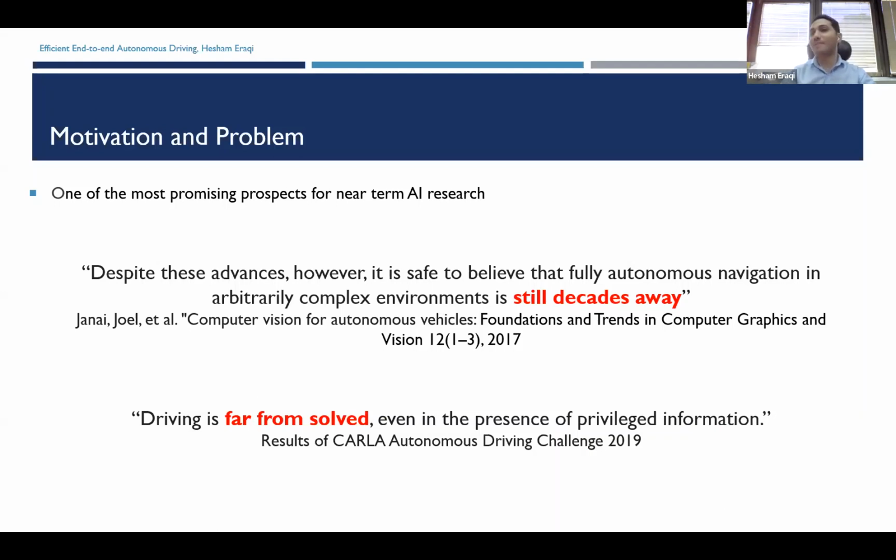Despite all of these benefits, autonomous driving is still believed to be decades away. I quote this sentence from a well-known paper in the domain, which says that fully autonomous navigation in arbitrary complex environments is still decades away. That was in 2017. And in a more recent autonomous driving challenge related to the CARLA simulator, one of the key conclusions was that driving is far from solved, even in the presence of privileged information provided by the simulator.